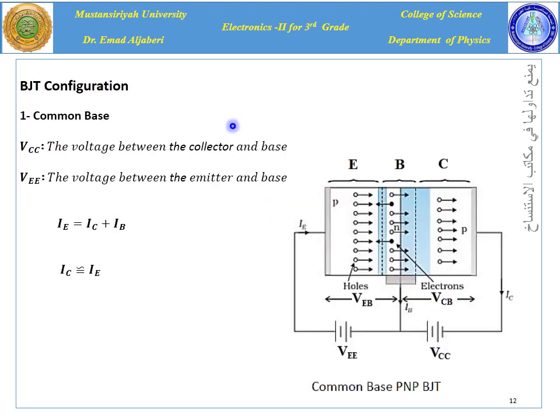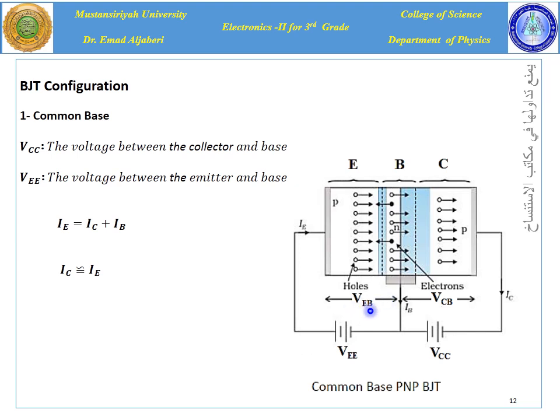The BJT can be connected in three methods. The first one is called common base. In the common base, the base is common between emitter and collector. The input circuit here, the EB junction, is connected in forward bias, and the BC is connected in reverse bias. Two voltages here: in the input circuit, V sub EB between emitter and base, and between base and collector, V sub CB. B refers to common base.